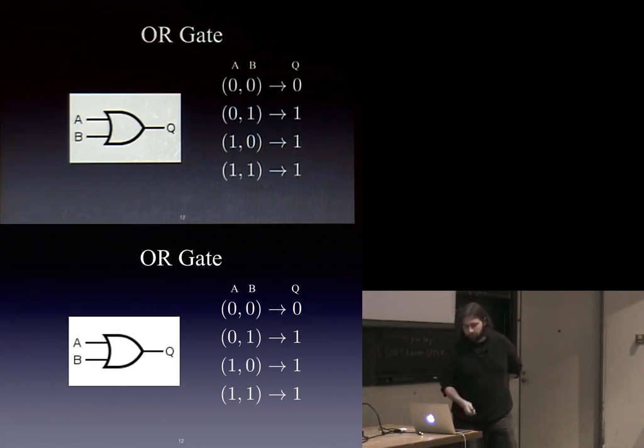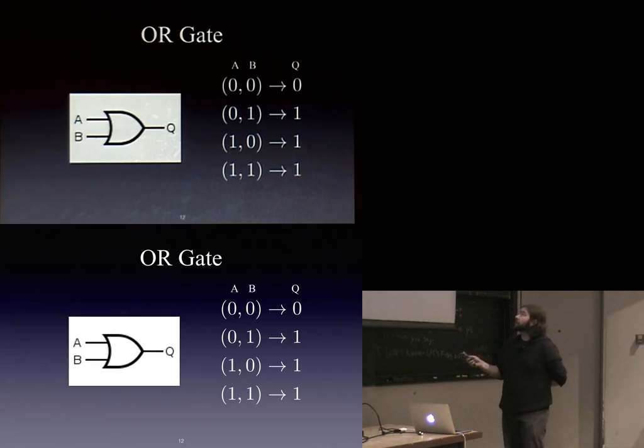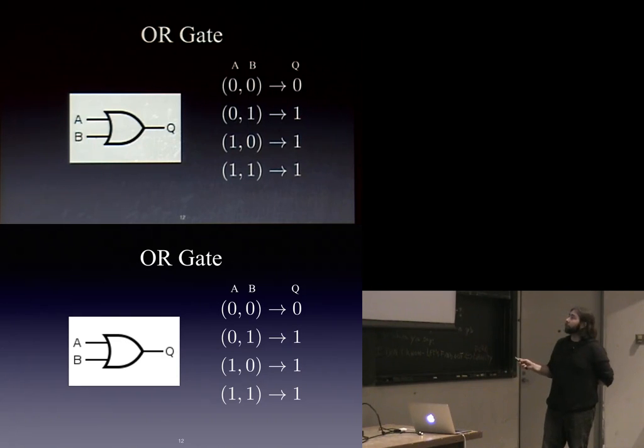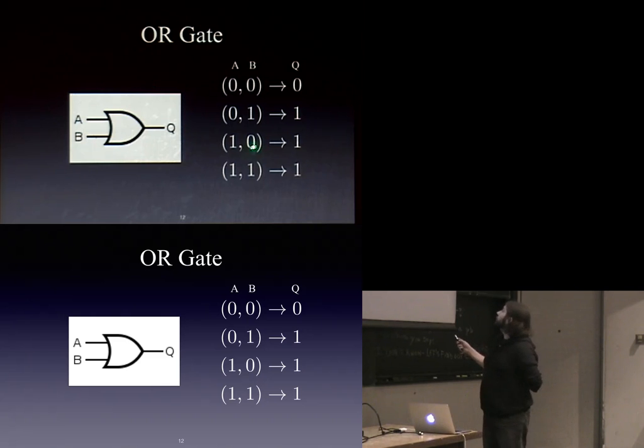So we can go through a couple other examples. An OR gate gives me true if either A or B is true. Clearly, if both A and B are false, then A or B is false. But if either one of them is true, then I get true. As long as there's one 1 here, I get a 1 over here.